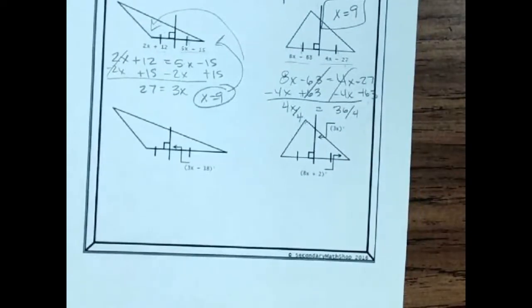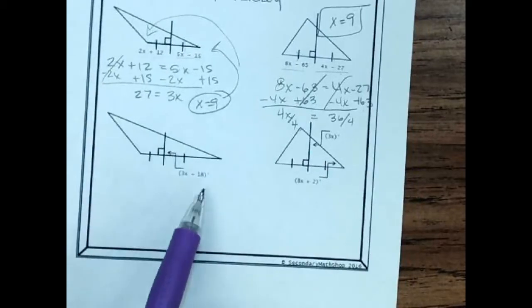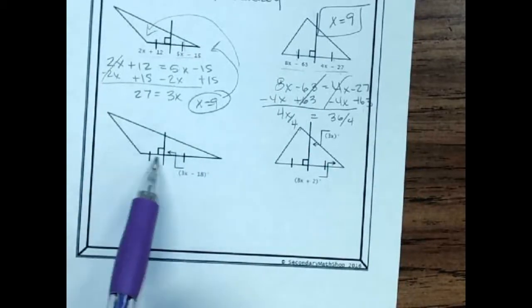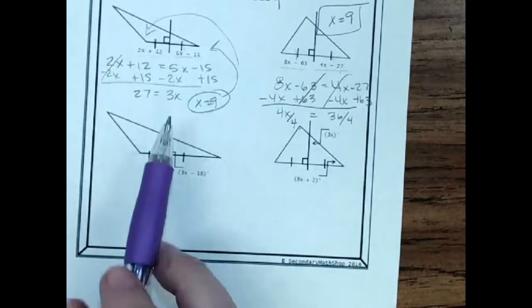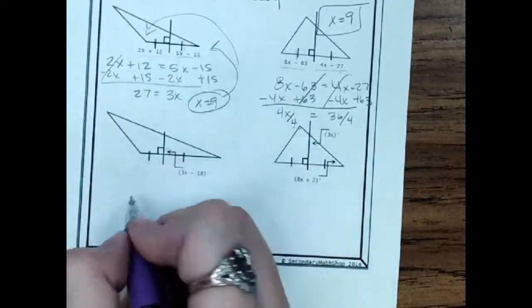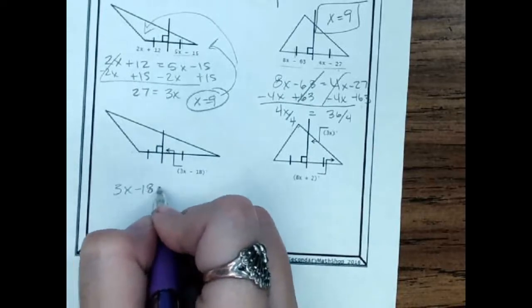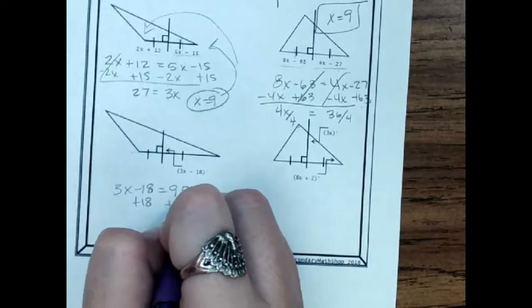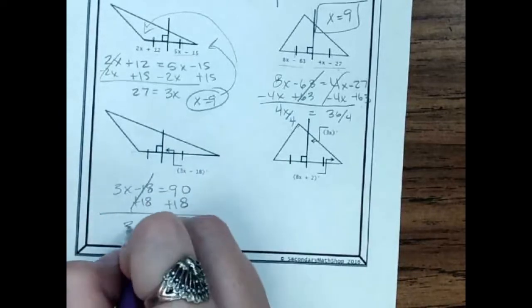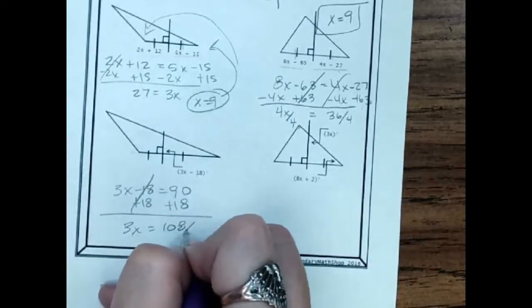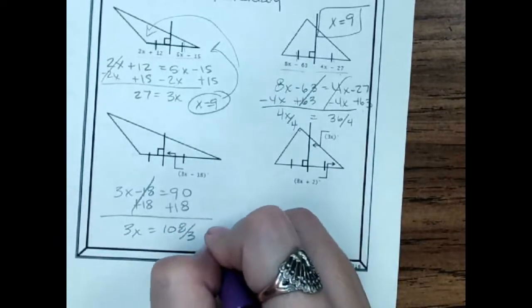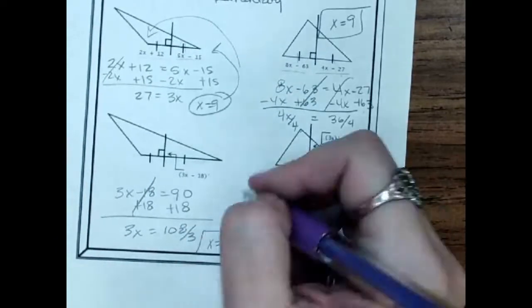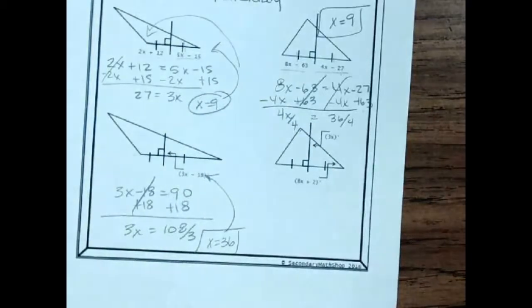Then here, it tells us that this angle here is this much. Well, if this is a straight line, and this is 90, this has to be 90 also. So, this is 90 equals this. That's our equation. Add 18 to both sides. So we get 3x equals 108, divide by 3, and you get x equals 36. How can you check it? Plug it in there and see if it's equal to 90.